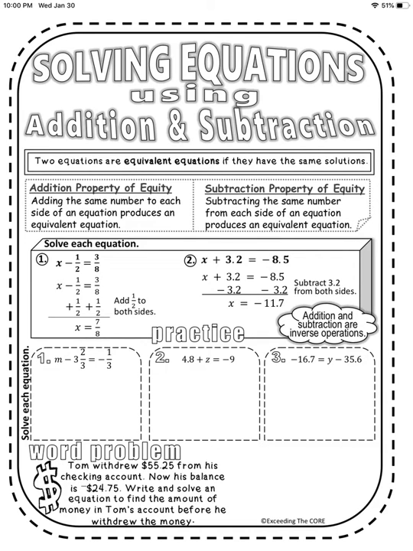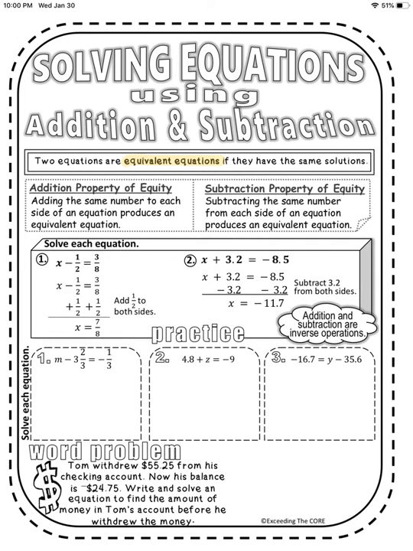Today our learning goal is to solve equations using addition and subtraction. We're going to work on one-step equations. Two equations are equivalent equations if they have the same solution. So when you solve for the variable, if that's the same, then we call the two equations equivalent.